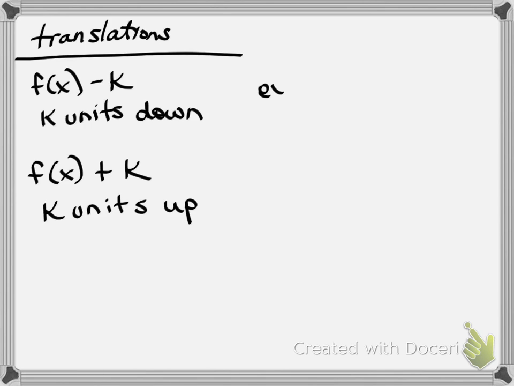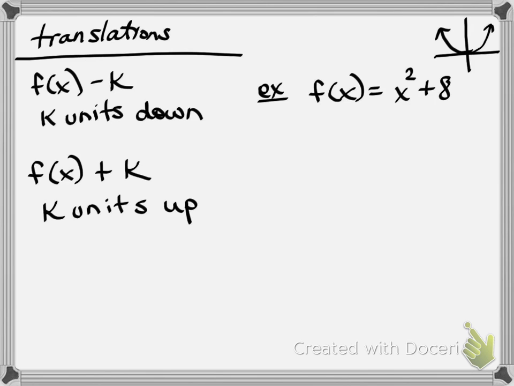So, for example, if we took the parent quadratic and added 8, then that takes the parent quadratic, which sits at the origin, and it shifts the whole thing up 8. So it's now up here. It's got the exact same shape. It's just all been moved up 8. Every point gets moved up 8. All right, so we've got the downshift and the upshift.